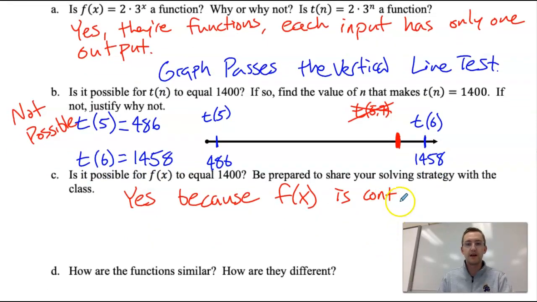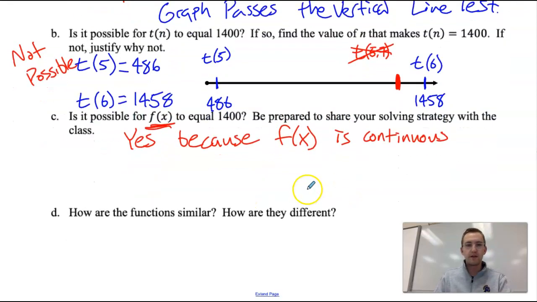Let me get my head out of the way so we can finish writing that. Is continuous. Awesome. x can be any number at all because f of x, this guy right there, is continuous. Awesome.